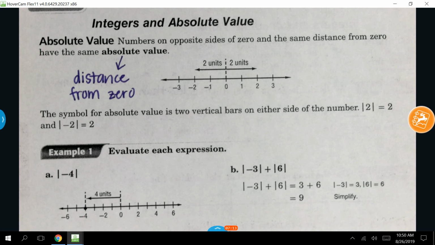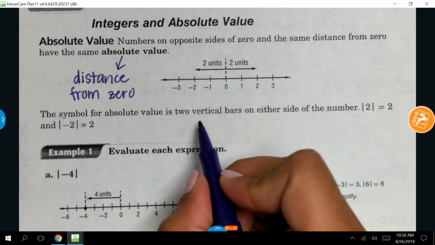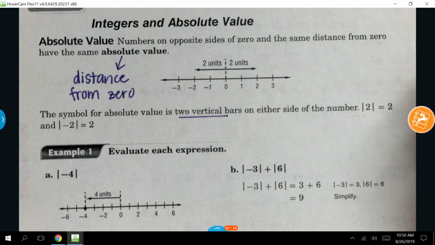No. Absolute value is standing for distance, and if you can't have a negative distance, then that means you also can't have a negative absolute value, okay? So, if I'm taking the absolute value of a number, that means it's always going to be positive, okay? And then what that looks like is right here. So my absolute value symbol is 2 vertical bars on either side of that number.